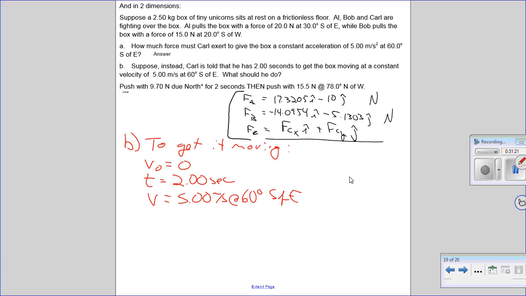We can find the acceleration, right? We've got an initial velocity, a final velocity, and a time, right? So acceleration is v minus v naught over t. So you're just going to get 5 minus 0 divided by 2, right? So you're going to end up getting 2.5 meters per second squared at what direction? Same direction, right? If you want it to go that way, then you need to accelerate it that way, right? So we're still at 60 degrees south of east. Follow? So now that I've got my acceleration, now what should I do?